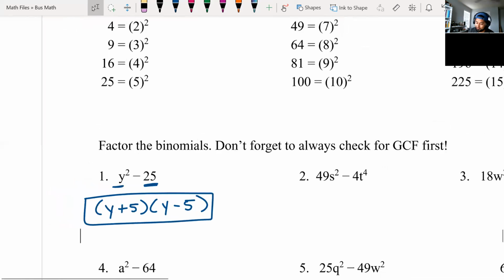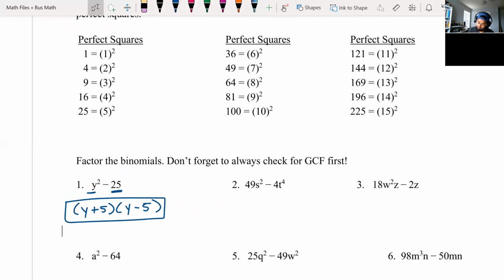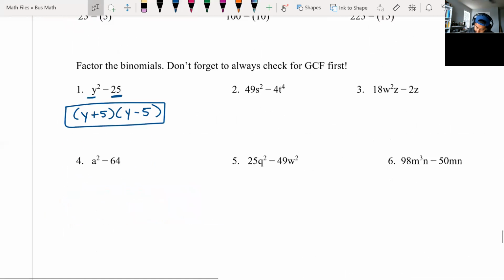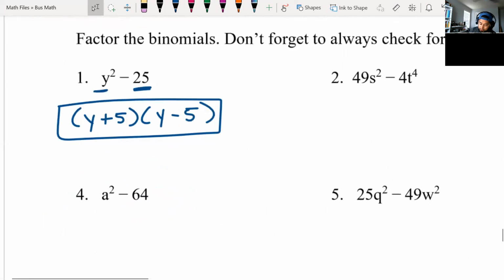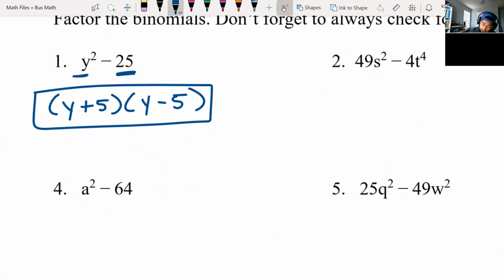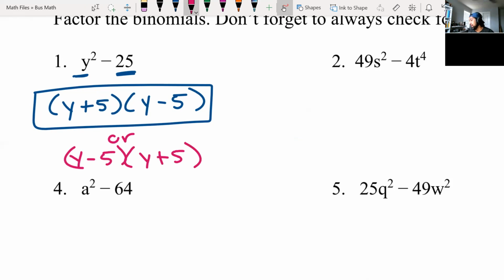Any questions on that? No, sir. Okay, cool. Go ahead. I have a question. Does it come out differently if you were to put y minus 5 and then y plus 5? Nope, it can be written that way as well. Same. Very good question. Even if you write it as y minus 5, y plus 5, same exact answer. Okay, cool. Thank you. Good question.